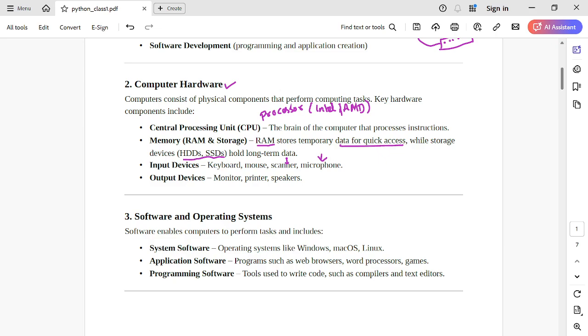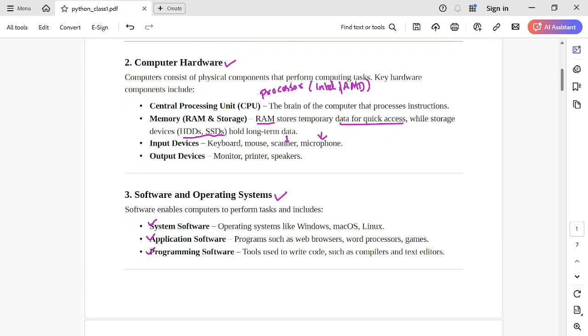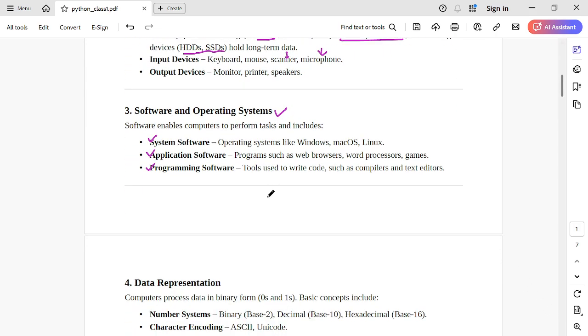Next, we are going for software and operating systems, right? So we have completed hardware. Next, we are moving to software and operating system. Software enables the computer to perform tasks. What are the softwares that are available apart from operating system? We are having system software, application software and programming software, right? Operating system is also one of the system software. So these are the softwares that are available.